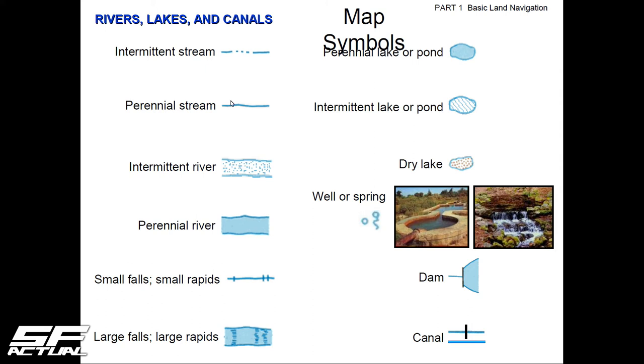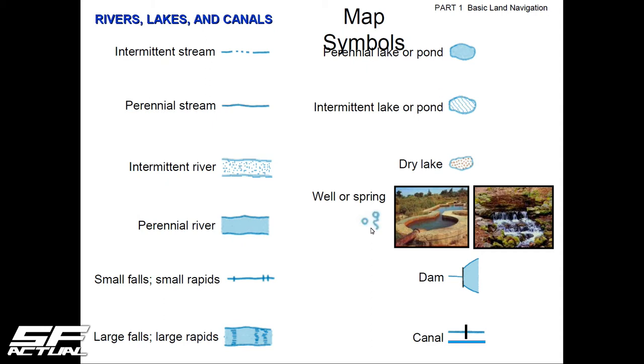Rivers, lakes, and canals. So if you ever see these dots with lines, that's showing it's an intermittent stream. This one right here is going to be a heavier stream, but again, it's a stream. You got intermittent river with this one. This one's more of a heavy river that's going to be constant. Small falls, small rapids, large falls and rapids, perennial lake and pond, intermittent lake and pond, dry lake.